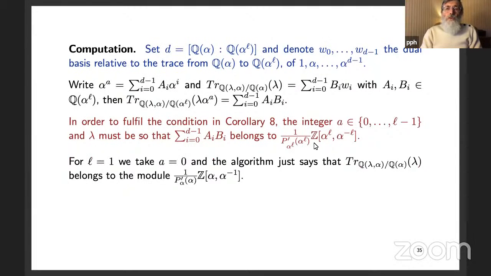For L equal 1, we recover that we have to take A equals 0 because the interval 0 to L minus 1 is just 0. And the algorithm just says what was expected, that the trace of lambda belongs to the complementary module up to some shift by a power of alpha.